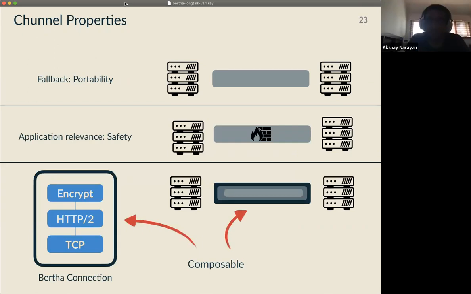Finally, compositionality is important because applications may want to use multiple channels together. In this example, the application specified that it wants a channel with encryption, with HTTP2 semantics, and a reliable TCP connection. The application specifies a set of channels, and the semantics of each channel are layered together into a connection, which is Bertha's fundamental unit of abstraction, kind of like a socket in the traditional sockets API. Channel instantiations are per connection. So for each connection that the application is using, Bertha will instantiate an offload configuration that meets that application's requirements for that connection.